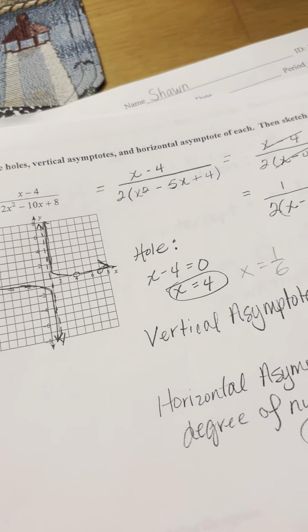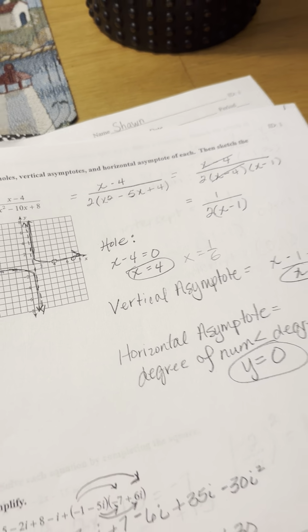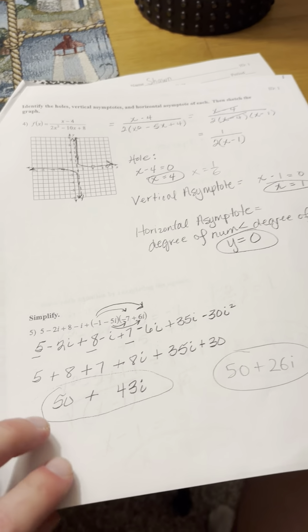The vertical asymptote is x equals 1. The horizontal asymptote is y equals 0. And the graph is also correct. So this problem was not a lot wrong with this one except just missing one of the holes. Moving on to number 5.